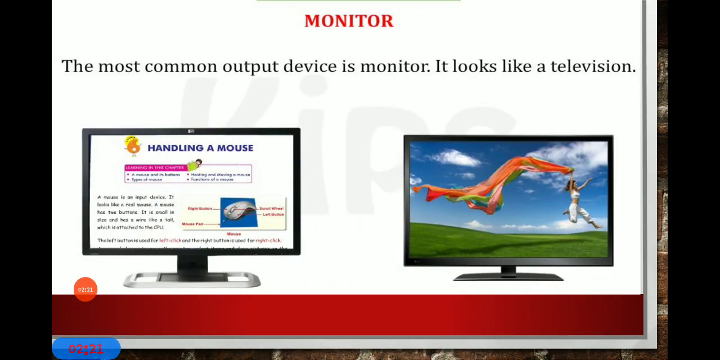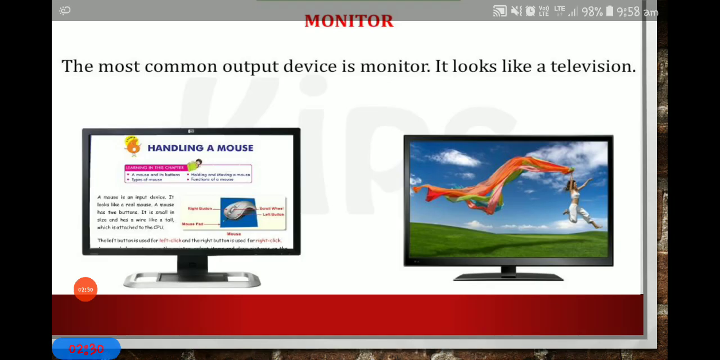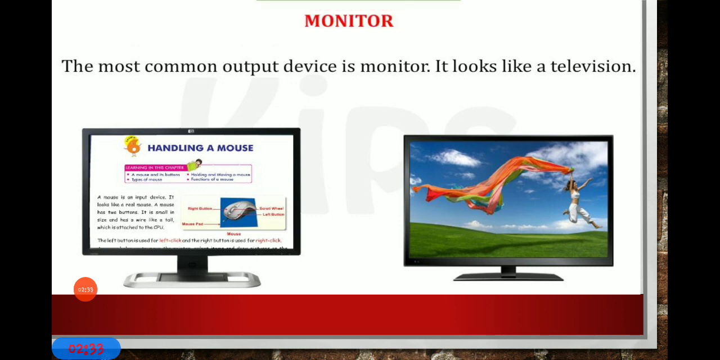First one, monitor. The most common output device is the monitor, and it looks like a television. You can see in the picture that the same type of monitor is there and the same type of TV is there. Only one thing is different: a monitor will not work without the input keyboard, mouse and CPU, whereas a TV can work only on a set-top box, remote control and electricity.